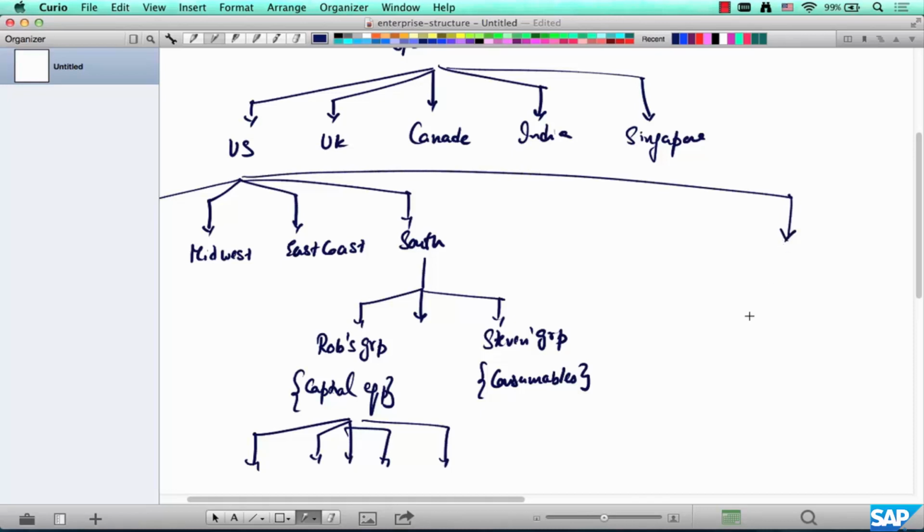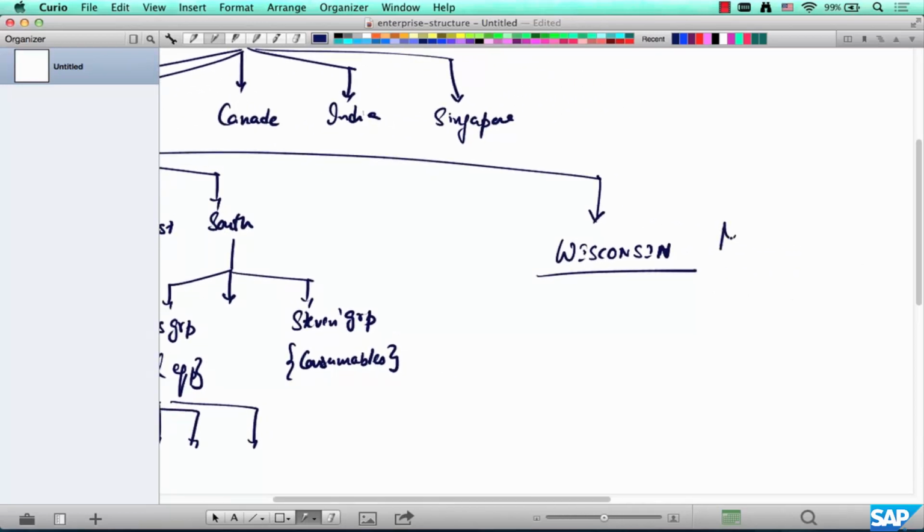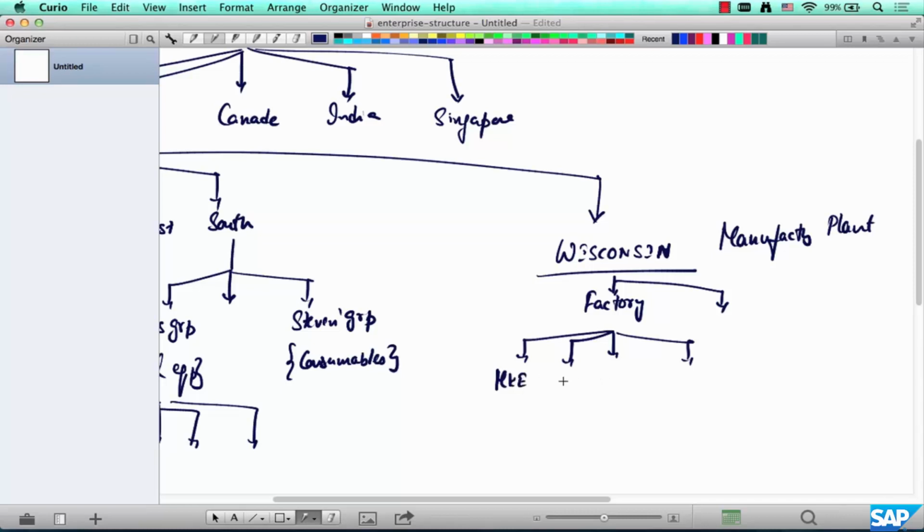Another part is, maybe there's a manufacturing plant somewhere in Wisconsin. So in Wisconsin, there is a plant or a factory. There could be one or more than one. One of these factories producing capital equipment, another producing consumables, another producing spare parts, so on and so forth. Each factory can have so many different warehouses. One warehouse in Milwaukee, one in Waukesha, one in Brookfield. These are just different cities that might have different warehouses that store the goods that this factory produces.